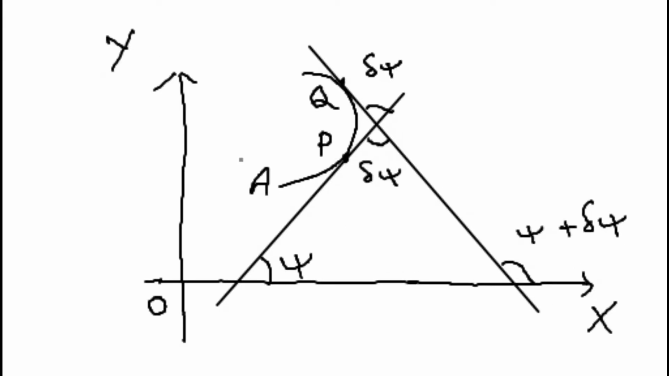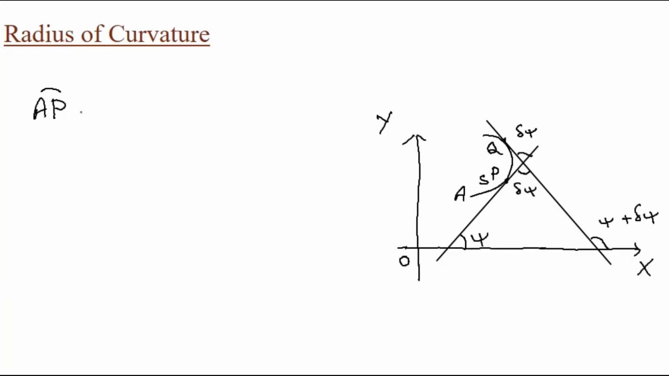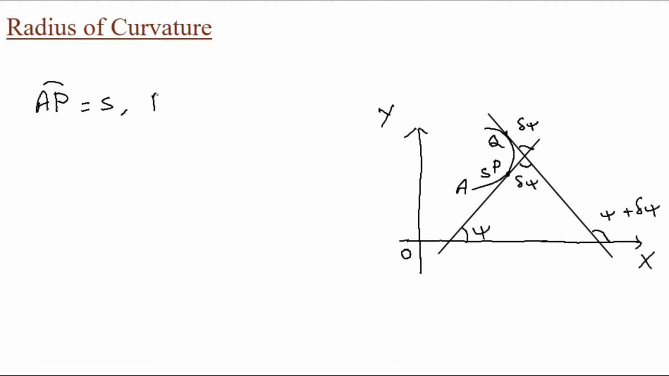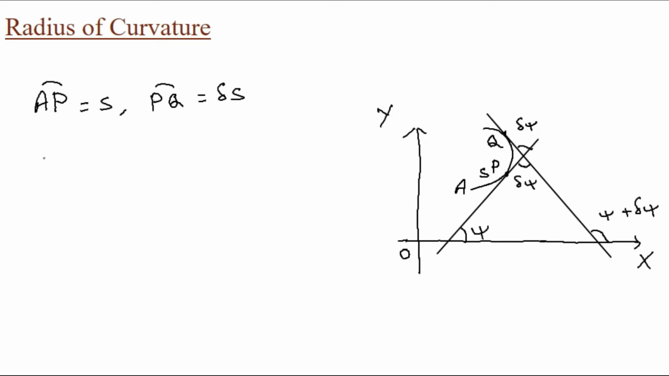So we have considered a curve in the coordinate plane, and I am considering two points on the curve, P and Q, which are very close to each other. The arc length AP, I am taking that value to be equal to S. Let me take the arc length PQ to be equal to delta S. Then the arc length AQ will be equal to the sum of AP plus PQ. It will be S plus delta S.